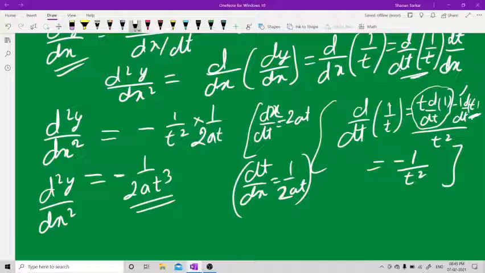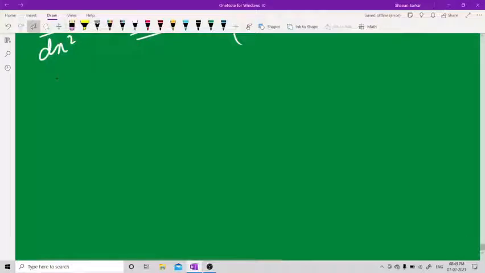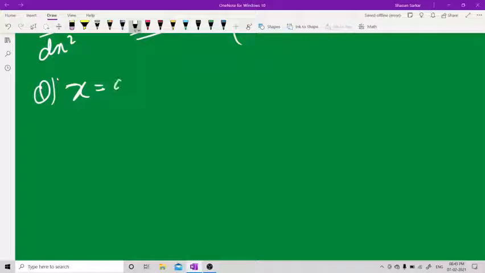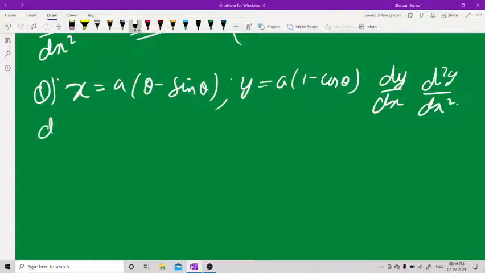Let's do another question like this. Question: x is a (theta minus sine theta), y is a (1 minus cos theta). They are asking me dy/dx. They are asking me d2y/dx2. They are asking me both. First dx. First write x like this. Wait. First write x as.